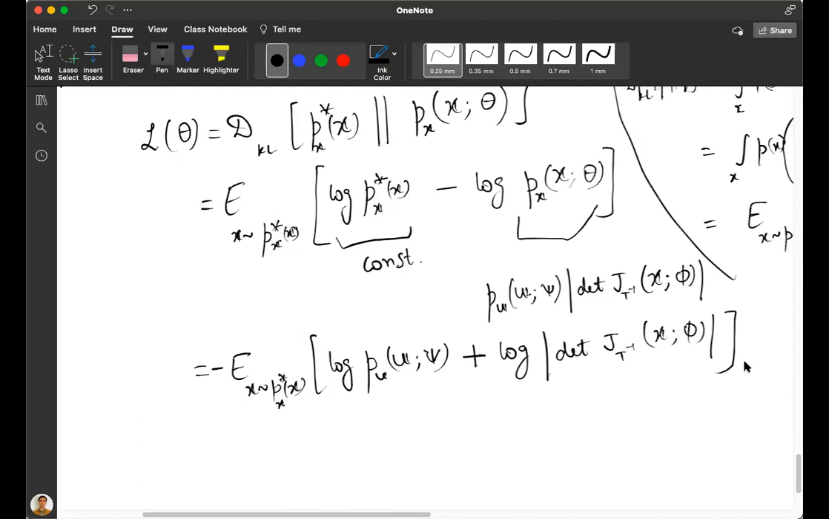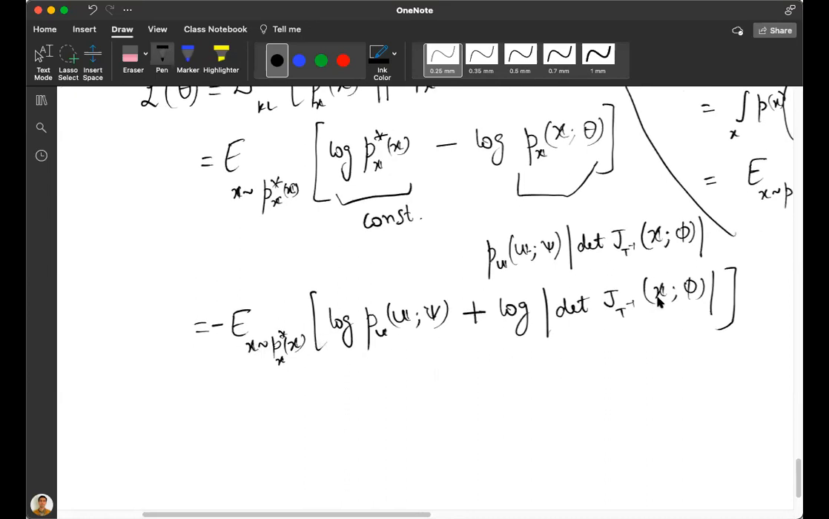Now what is my u here? Everything is in terms of x and I'm sampling x. So I have to compute u by inverse transformation, right? So I will replace this u by T inverse of x. Right, so my u is basically T inverse of x. Now everything is in terms of x.